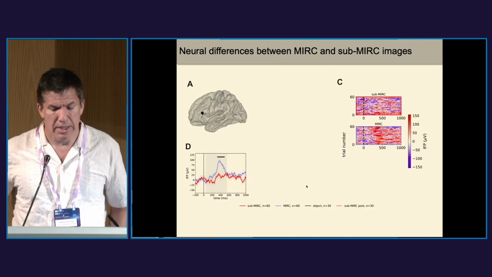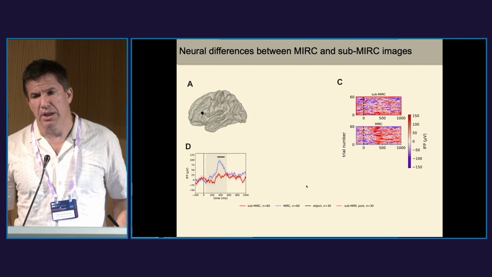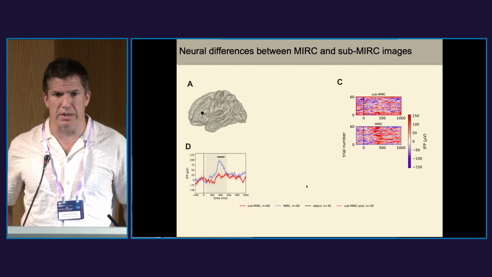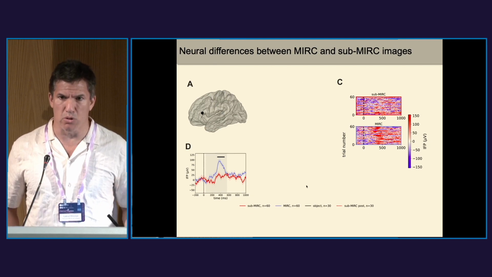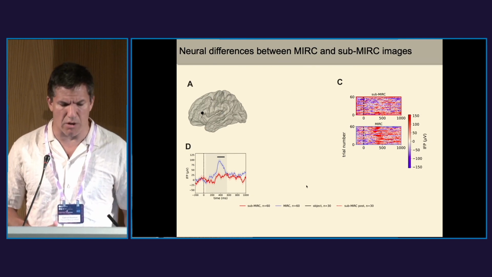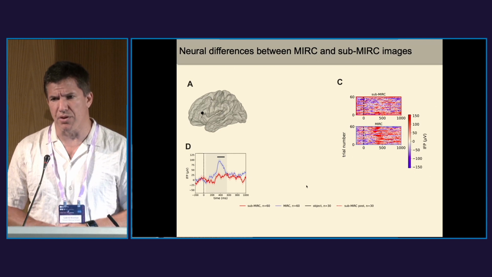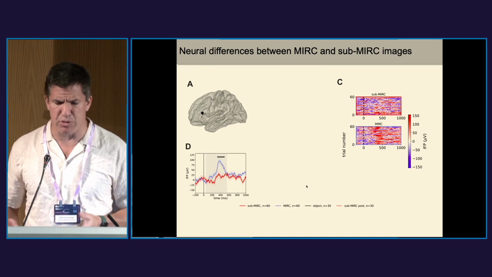And again, at the physiological level, we also show that there are massive differences in the underlying neural representation between those images that can be recognized and the ones that cannot be recognized. So here's one example of the differences between these MIRC and sub-MIRC images.